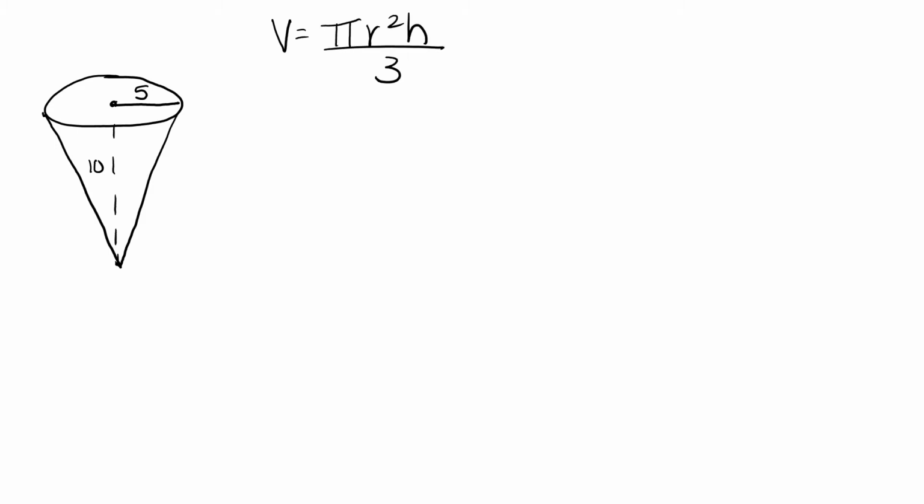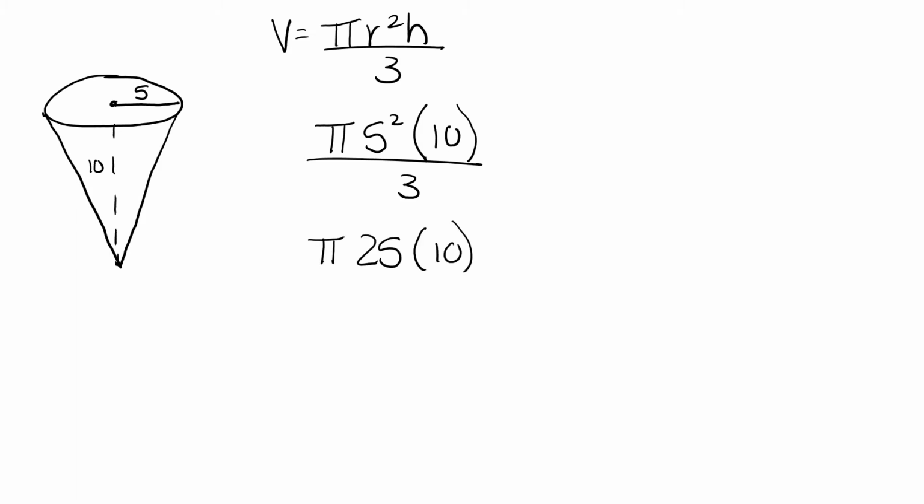For our second problem, we have a cone that has a radius of 5, and it also has a height of 10. We're going to use our formula, V equals pi r squared h divided by 3. We plug in our radius, which is 5, and our height, which is 10. We solve our exponents first. 5 squared is 25. We then multiply that answer 25 by 10, the height, to get 250.